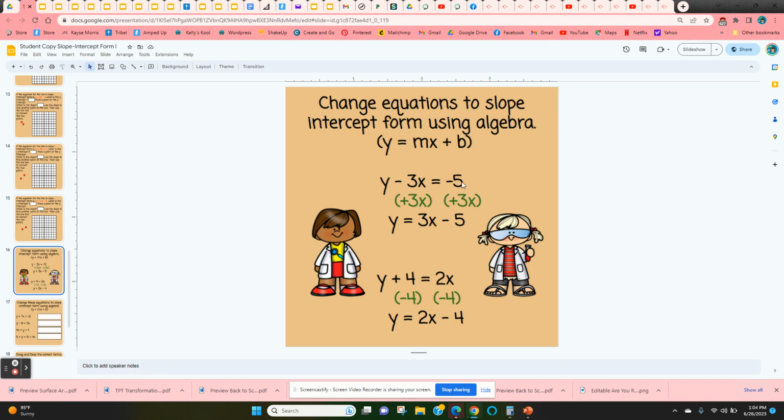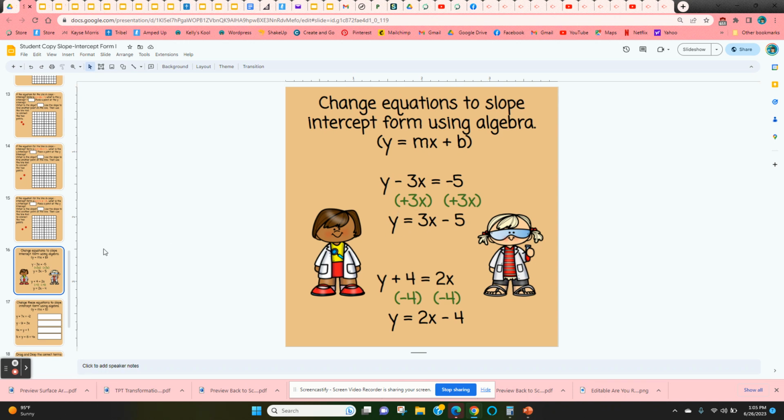When they get down to slide 16, now they may be given an equation that's not in slope-intercept form, and they have to change it to slope-intercept form. With this equation, we want y to be all alone on one side of the equal sign. That means we have to get rid of the negative 3x. We're going to do that by doing the opposite. We're going to add 3x to both sides. That'll give us slope-intercept form, which is y equals 3x minus 5.